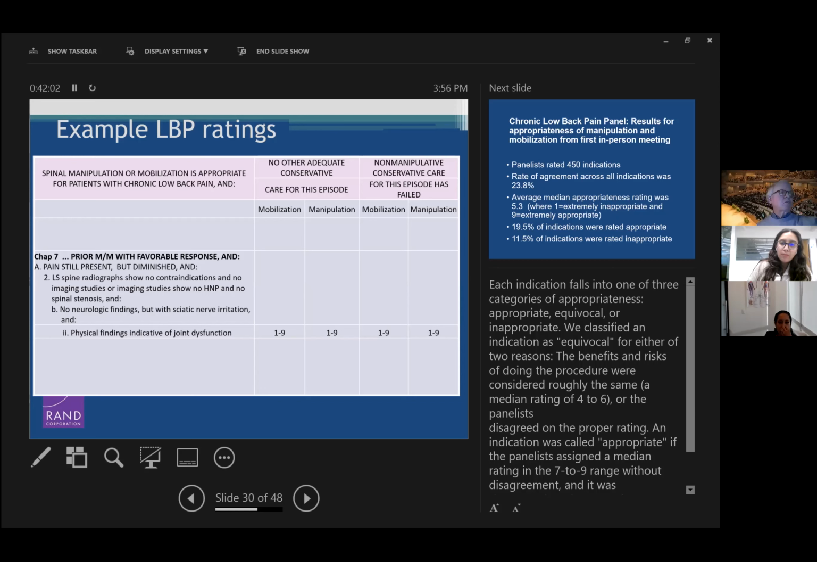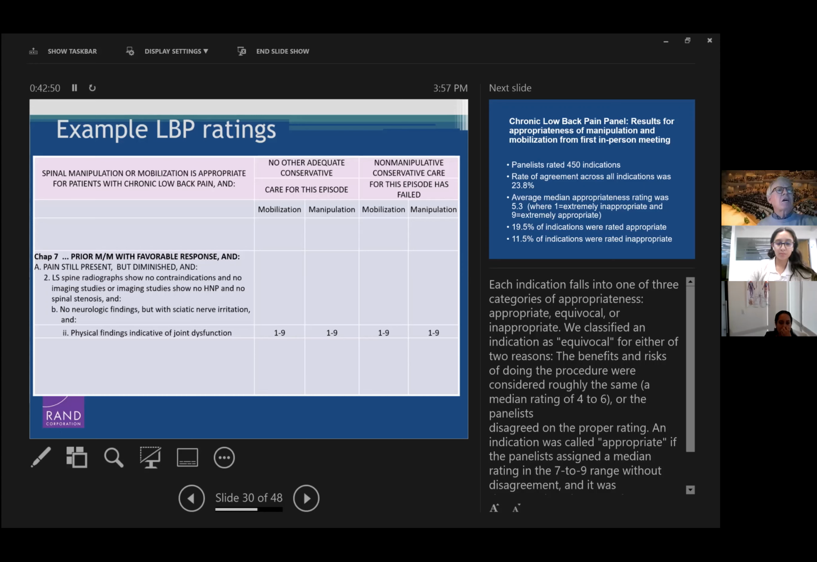And then here's the clinical scenario. So this is the category of patient that you're dealing with on this one, right? They've had prior mobilization and manipulation. They've had favorable response. So they've been manipulated before. They've still got pain, but it's diminished. They've got spine radiographs. They show no contraindication, so there's no pathology. There's no imaging studies other than that. I think that's something to do with hips, but I could be wrong about that. There's no spinal stenosis. There's no neurological findings. You don't have any neurological findings. And it does have sciatic nerve irritation. And then physical findings indicate if they've got joint dysfunction. So all of those things put together is what this patient's presenting.